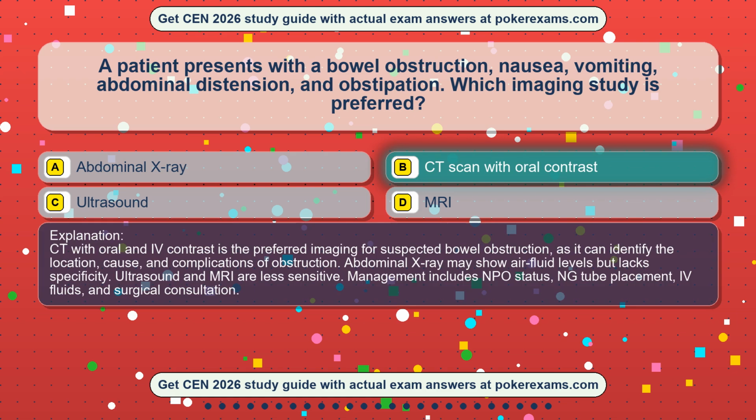CT with oral and IV contrast is the preferred imaging for suspected bowel obstruction, as it can identify the location, cause, and complications of obstruction. Abdominal X-ray may show air fluid levels but lacks specificity. Ultrasound and MRI are less sensitive. Management includes NPO status, NG tube placement, IV fluids, and surgical consultation.